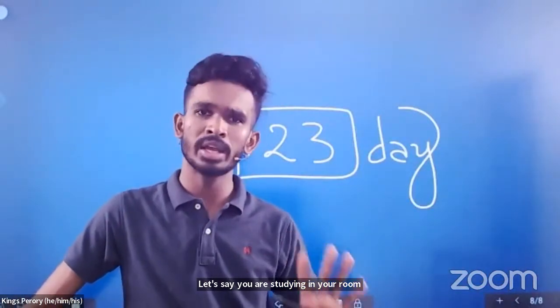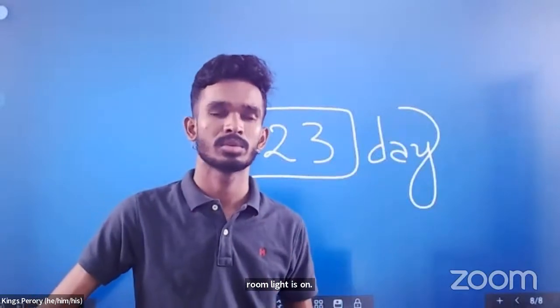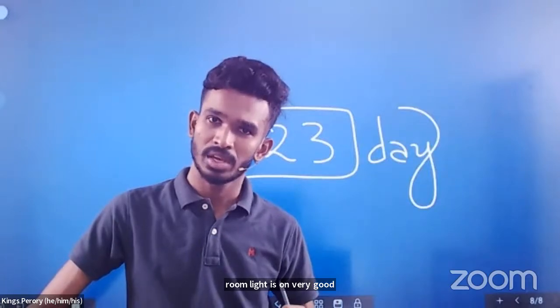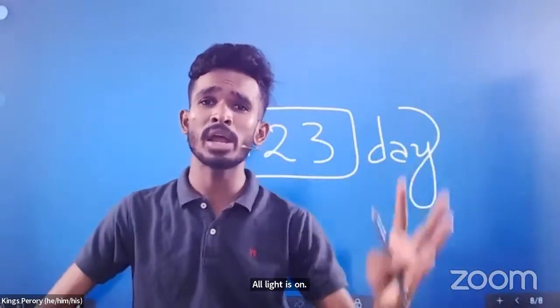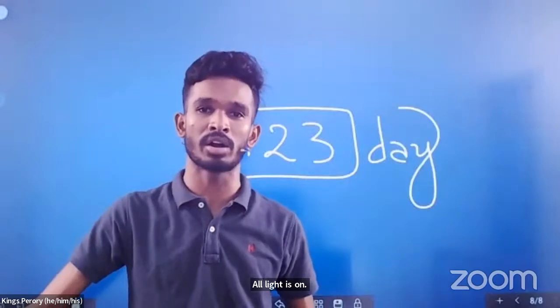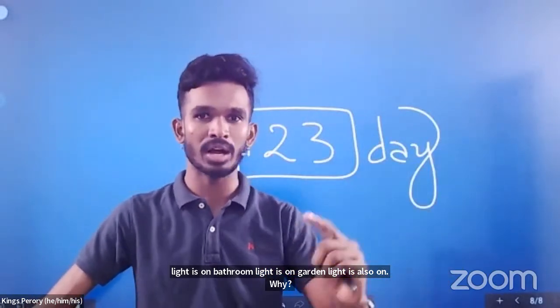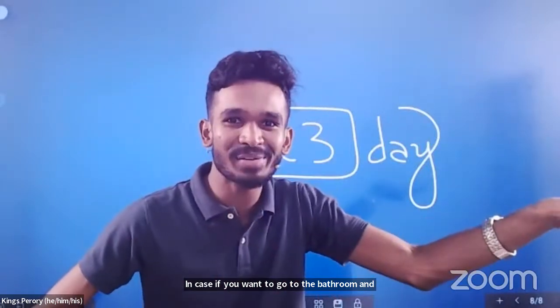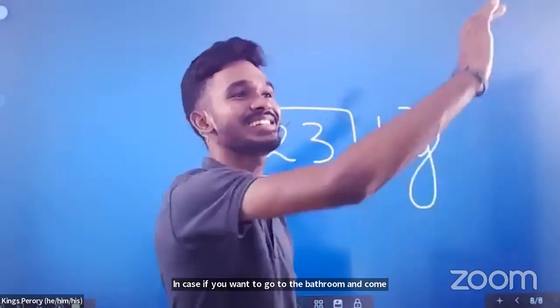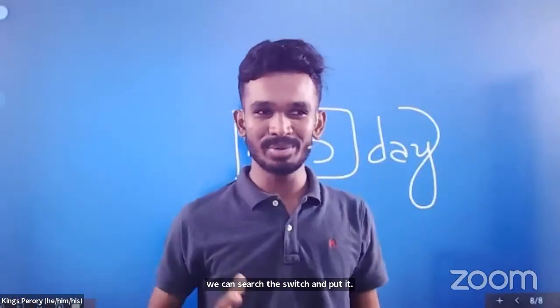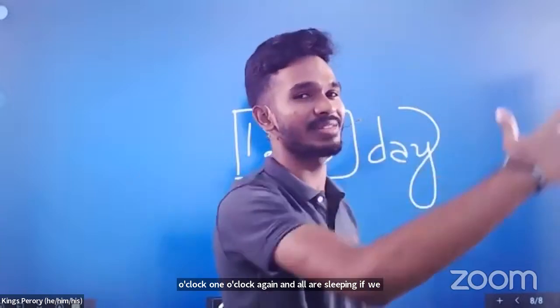Room light is on. Hall light is on. Kitchen light is on. Bathroom light is on. Garden light is also on. Why? In case you want to go to the bathroom and come back, that route should be clear. We can't search for the switch and put it on at 12 o'clock, 1 o'clock, when all are sleeping. If we want to go, the route should be clear.